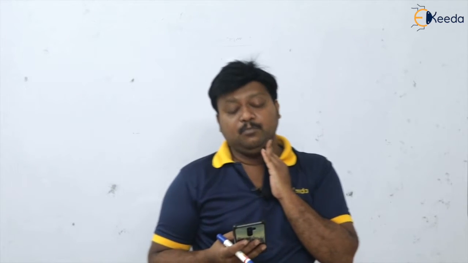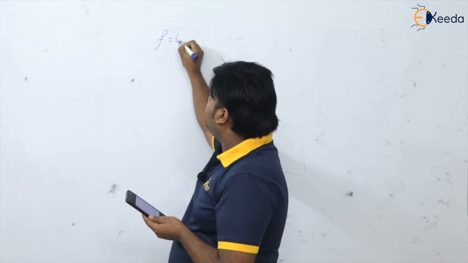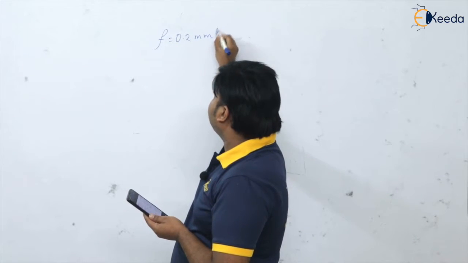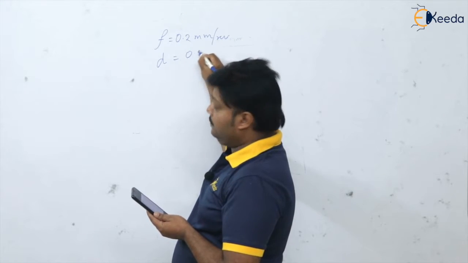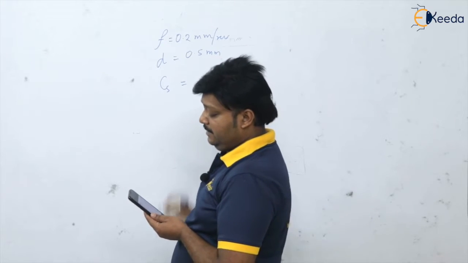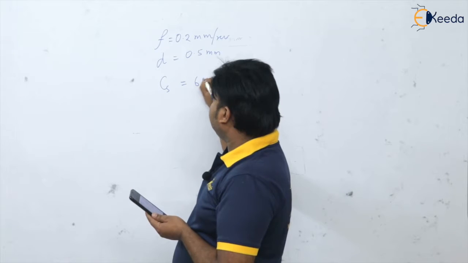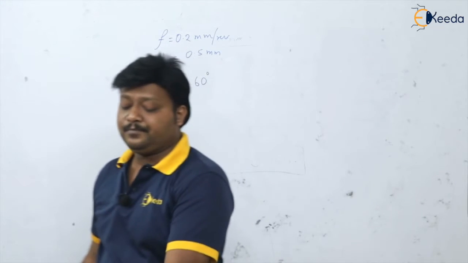So here a straight turning operation is carried out by using a single point cutting tool on a steel rod. Feed is how much? 0.2 mm per revolution, and depth of cut is how much? 0.5 mm. So here what is given? See, CS is given, side cutting edge angle 60 degree. And then the uncut chip thickness they are asking.